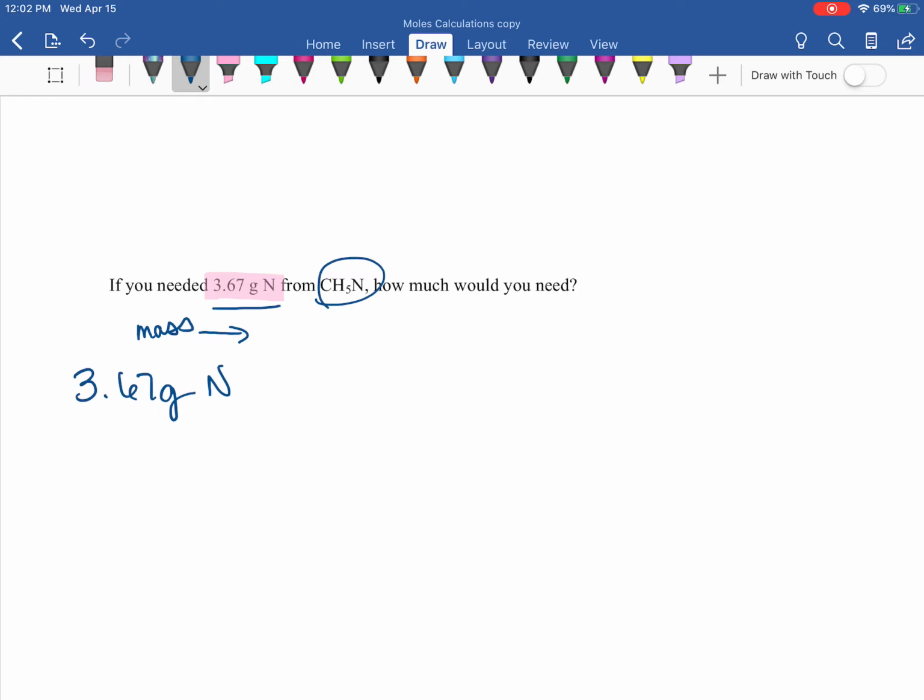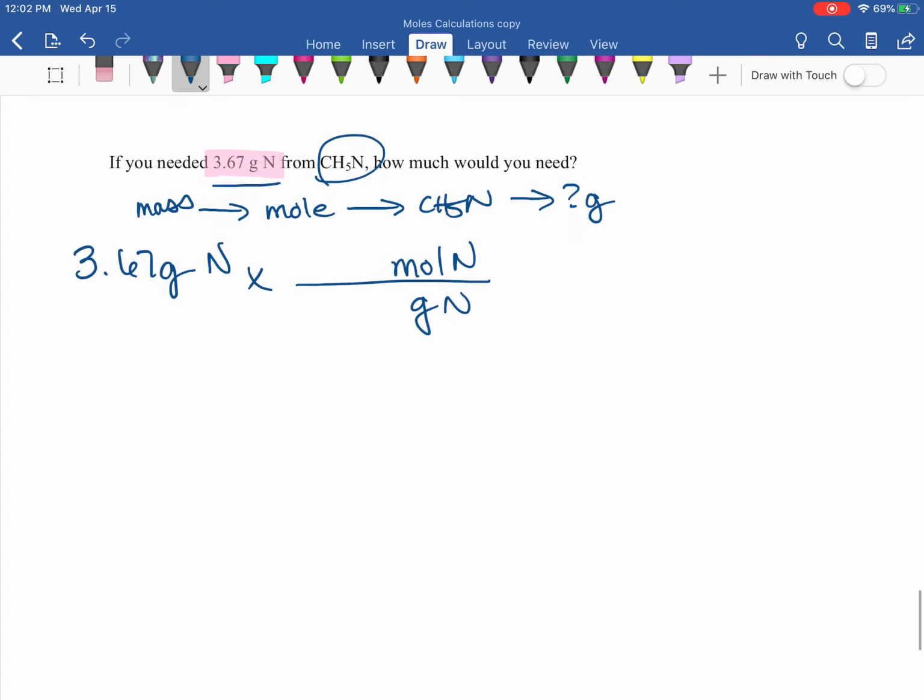We're given one number, we're given units. We know we need to go from our mass to our moles, and then we can go to our molecules, right? We can go to molecule instead of atoms, and then we can figure out how much we're going to need. So let's take those grams of nitrogen, let's convert them to moles.